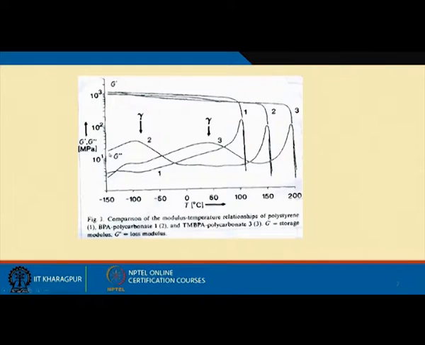You will see here, for example, curve number 2, which is the loss modulus for bisphenol A polycarbonate. This shows a peak here, which indicates some kind of relaxation. In this case it is called gamma relaxation, and this signifies that there is some kind of motion, maybe involving 2 or 3 atoms. So, this shows that there is an absorption of energy around this particular temperature. Around minus 100 degrees Celsius you have some peak.